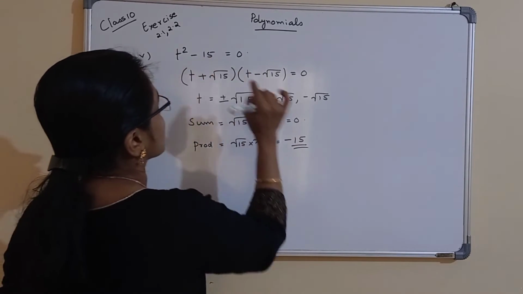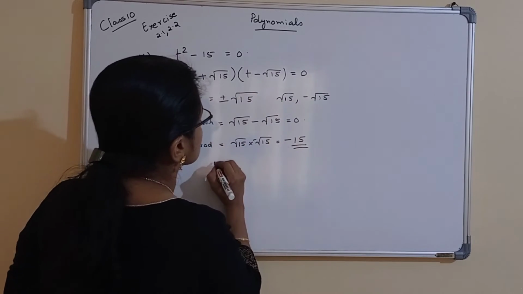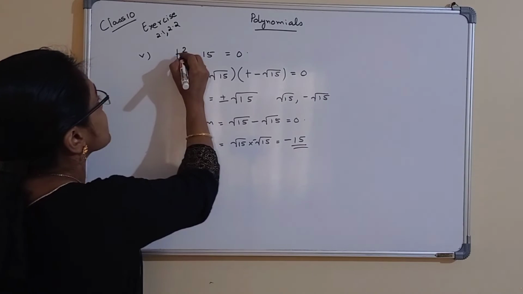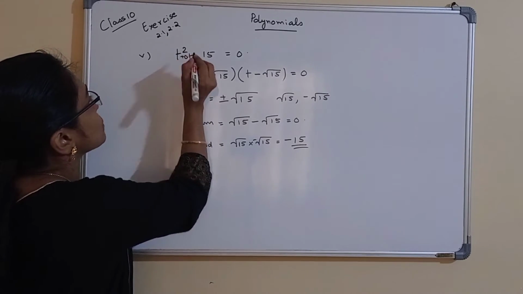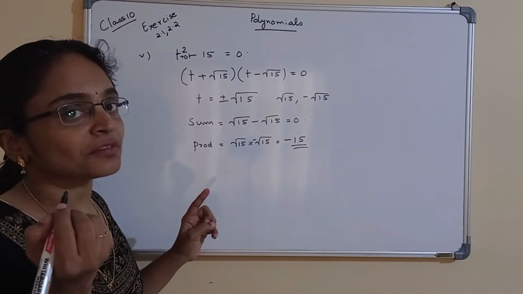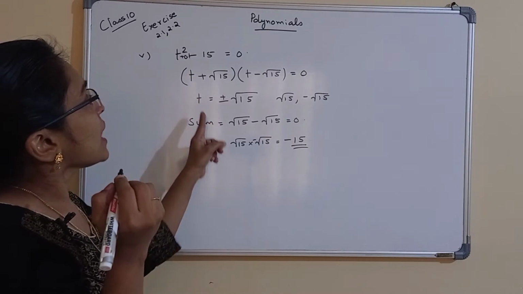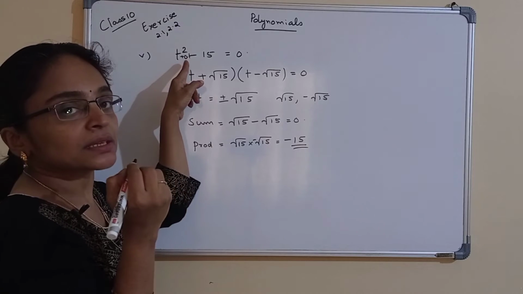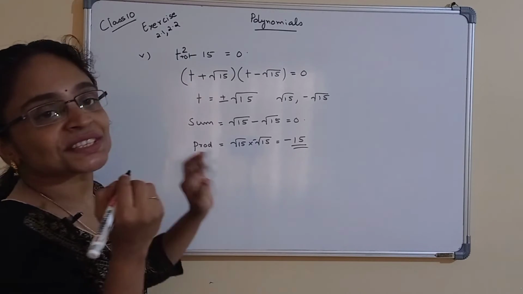Now we will check the relationship. Here sum is equal to 0. And what is the coefficient of t here? It is like plus 0 into t. So the coefficient of t here is 0. And sum is minus b by a, which is minus 0 by 1, which is 0.